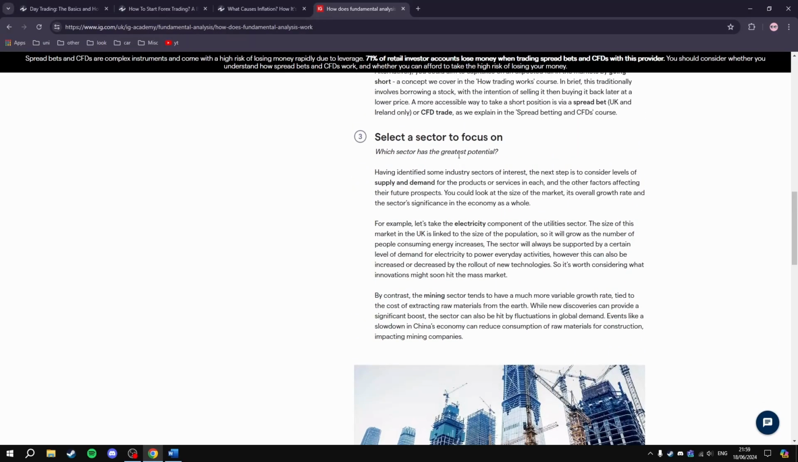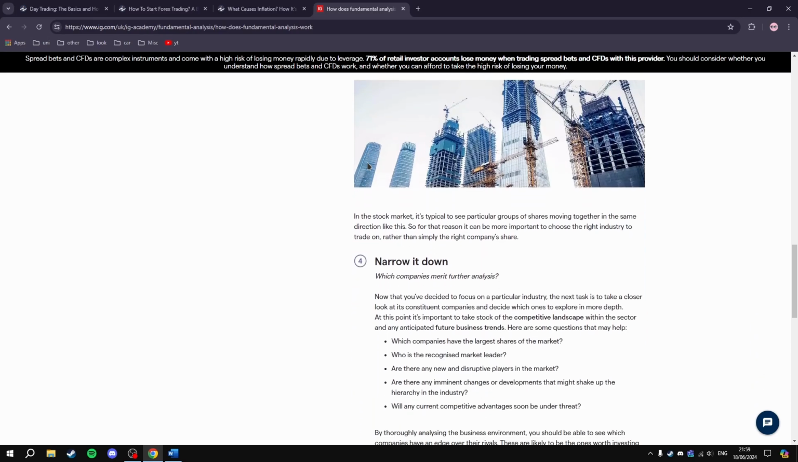And then we went through select a sector to focus on, so which sector has the greatest potential. So consider supply and demand levels for the products and services in each, and other factors affecting their future prospects. So look at the size of the market, its overall growth rate, and the sector's significance in the economy as a whole. So in the stock market, it's typical to see particular groups of shares moving together in the same direction. So for that reason, it can be more important to choose the right industry to trade on rather than simply the right company share. That's where we left off at.